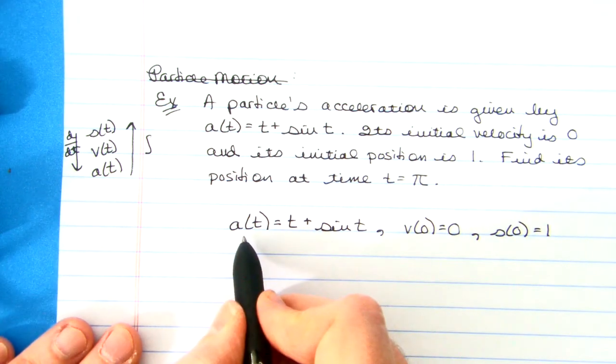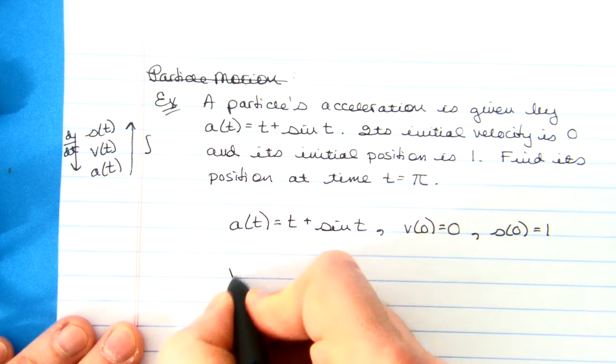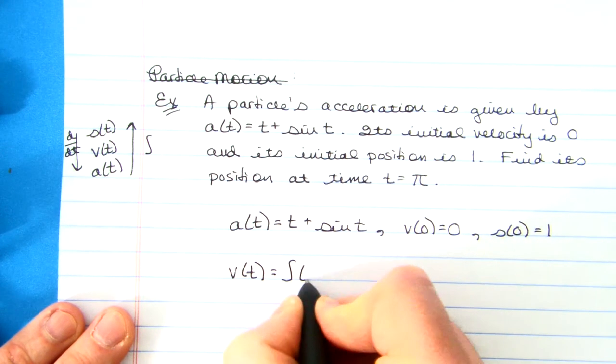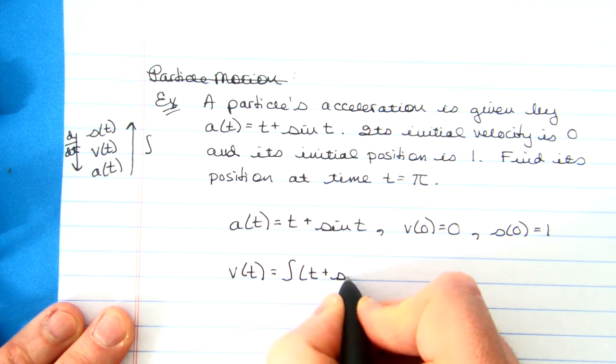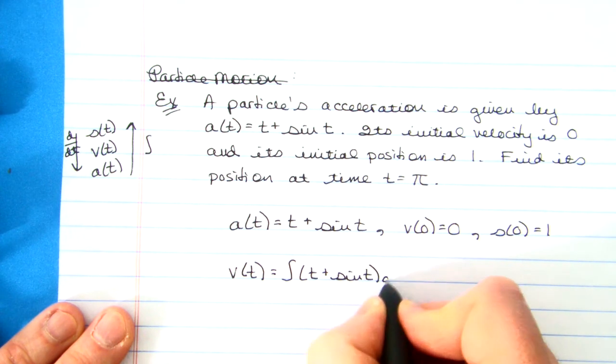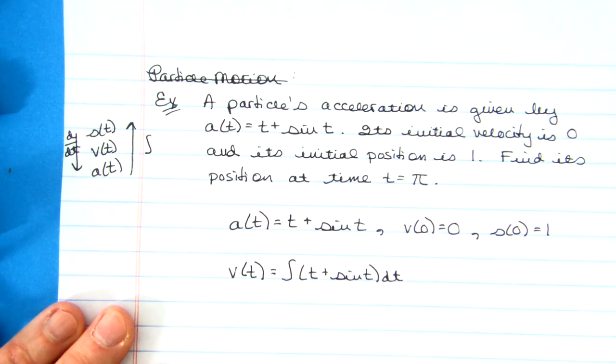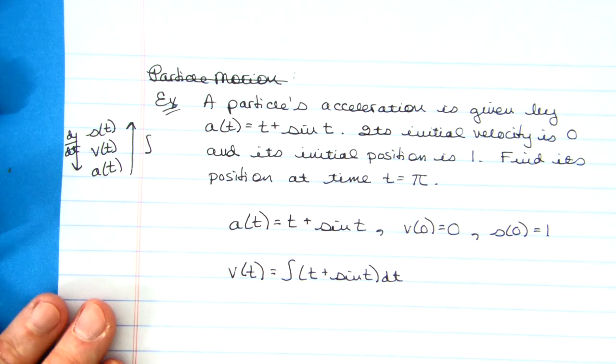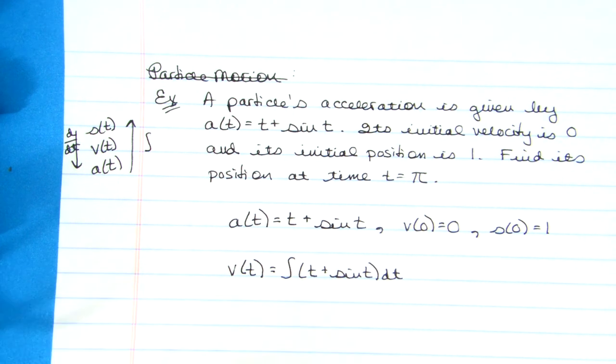Well, I've got the acceleration. We're going to find the velocity. The velocity is just going to be the integral of t plus the sine of t dt. You're going to do that, and when you're done, plug in your v of 0 equals 0. Figure out your particular solution for your velocity and submit that to Edpuzzle.